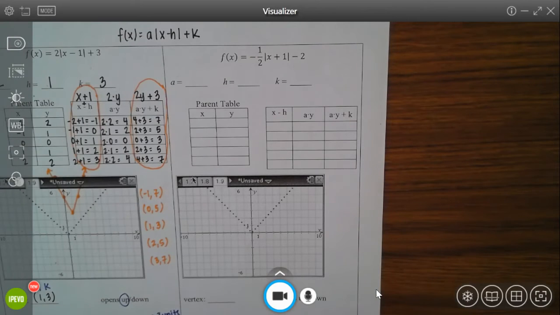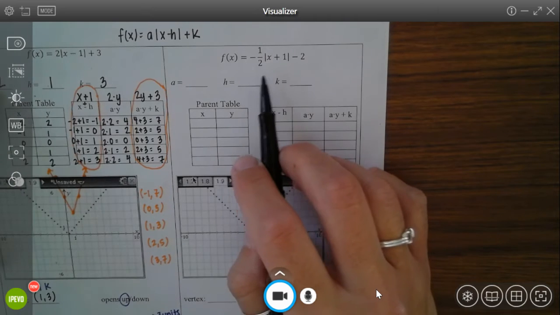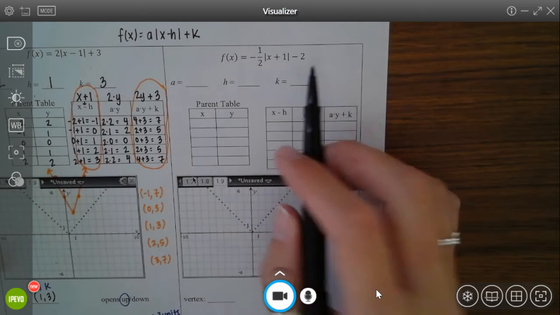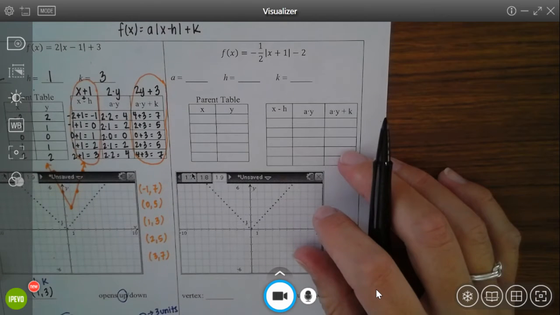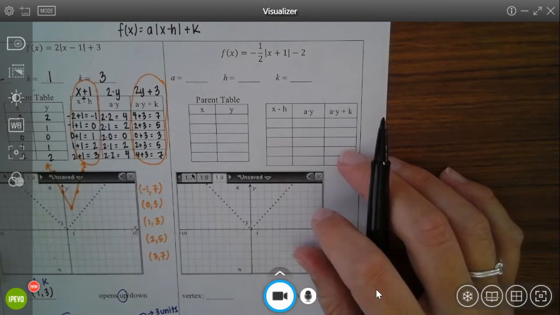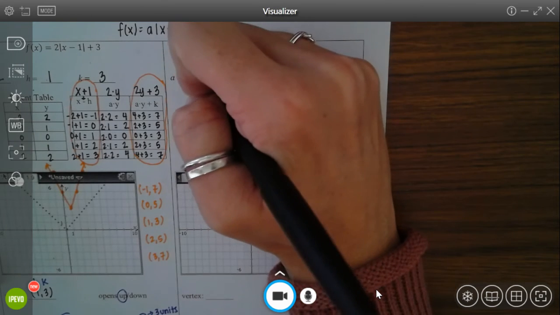All right, so I figured I would do an example for you with the a value being a fraction and negative, just to help you on your homework this weekend. So let's look at this f of x equal to -1/2 times the absolute value of x plus 1 minus 2. This is the last example in the note sheet that I gave you in class today. So if we're comparing this to our standard form, we can see that the a value here is -1/2.